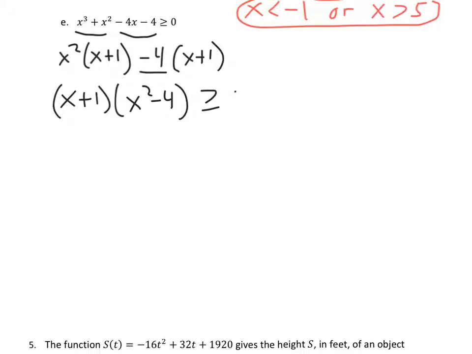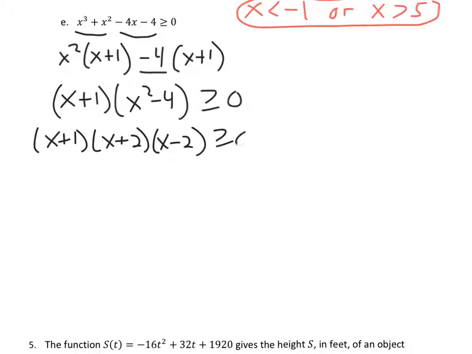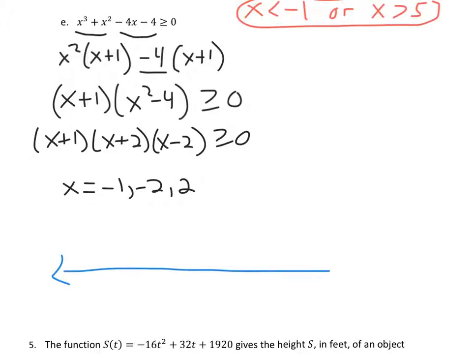And let's not forget our greater than or equal to 0. And this second factor factors again into x plus 2, x minus 2. So we'd actually have x plus 1, x plus 2, x minus 2 is greater than or equal to 0. So the zeros are -1 in this case, -2, and +2. So when we make our graph, we have to plot all 3 of those. So -2 here, -1 there, and +2 over here.